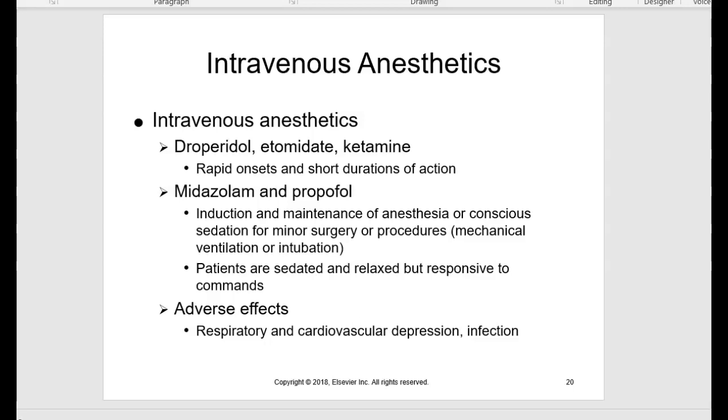IV anesthetics may be used for general anesthesia or for the induction stage of anesthesia. Propofol, etomidate, and ketamine are at the bottom of table 18.5 on 241. I want you to be familiar with those. So etomidate, ketamine, and propofol, I want you to recognize as IV anesthetics. Midazolam and propofol are commonly administered for the induction and maintenance of anesthesia or for conscious sedation for minor surgery or procedures like intubation and mechanical ventilation. Adverse effects from IV anesthetics include respiratory and cardiovascular depression.